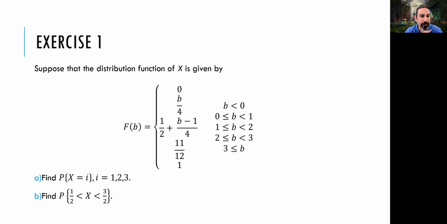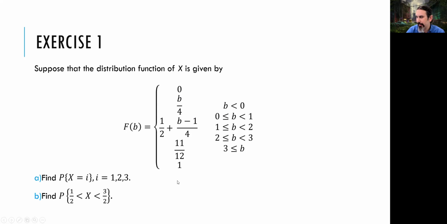So, all the exam questions. Exercise 1. Suppose that the distribution function of x is given by this. It is a bit skewed, it's slanted, so you can just try to understand it. But F is the cumulative distribution function. It is 0 for any value b less than 0. It's b over 4 when b is between 0 and 1. It's 1 over 2 plus (b minus 1) over 4 when b is between 1 and 2. It's 11 over 12 when b is between 2 and 3. And it's 1 when b is greater than 3.